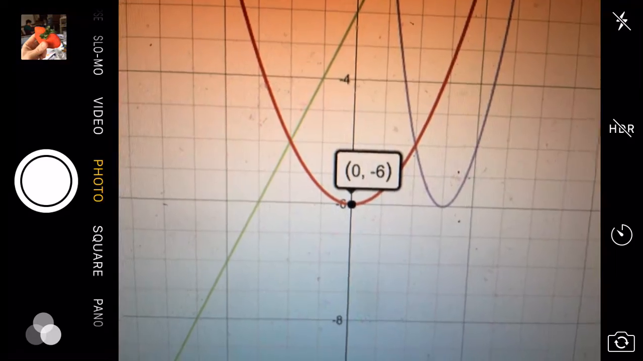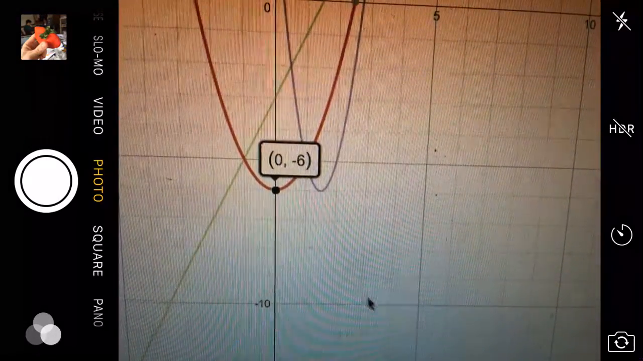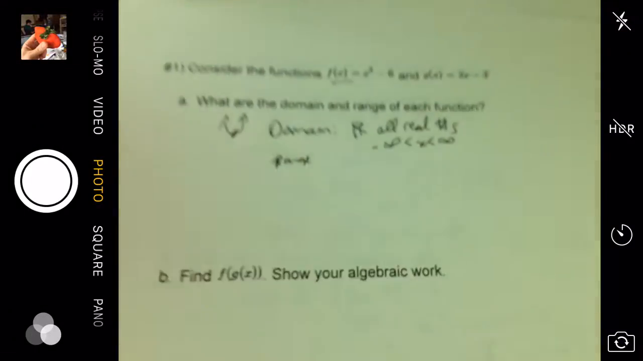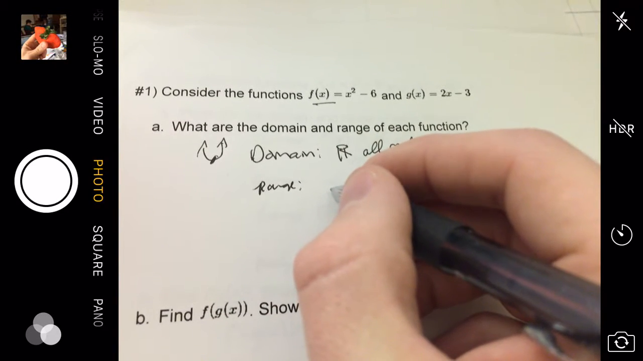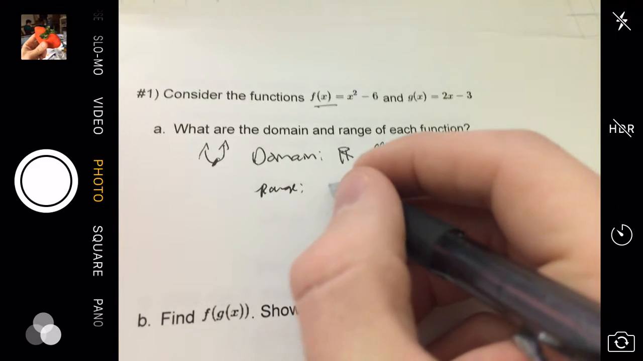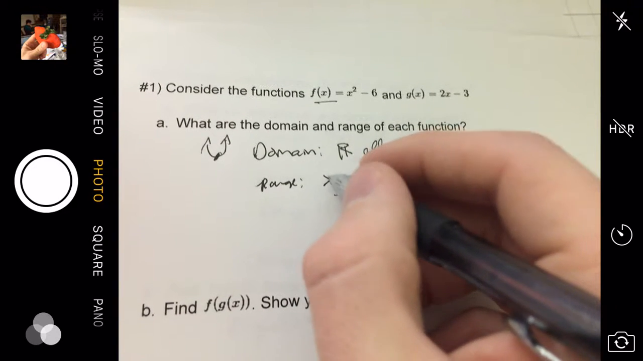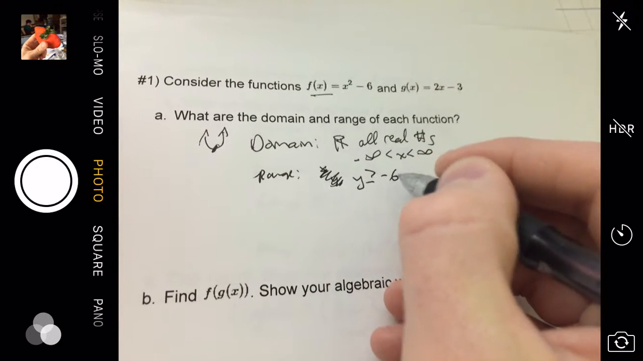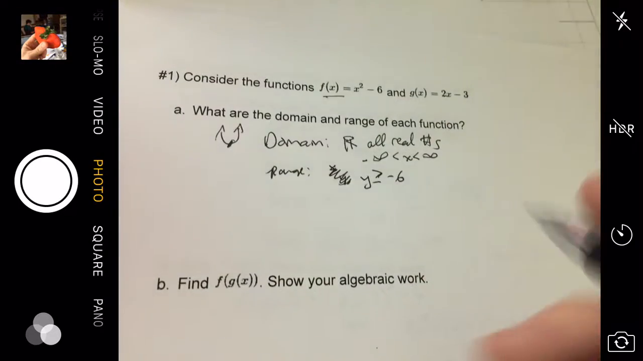Okay, so let's see, where's my mouse? If I can zoom out, I can see it a little better there. Yeah, there it goes. Just as low as negative 6. So the range on that one is y is greater than or equal to negative 6. There we go. And again, you can write that out in the other forms as well.